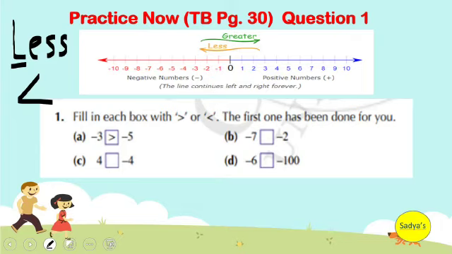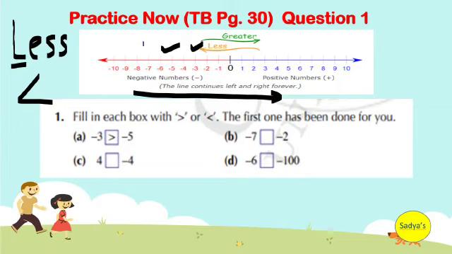Let's look at A part, minus 3 and minus 5. Minus 3 is here and minus 5 is here. Going from left to right, we see that minus 5 comes first. So minus 5 is a smaller number as compared to minus 3. So minus 3 is greater than minus 5. B part, minus 7 and minus 2. Minus 7 is here and minus 2 is here. And since minus 7 comes first, it is smaller. So minus 7 is smaller than minus 2.